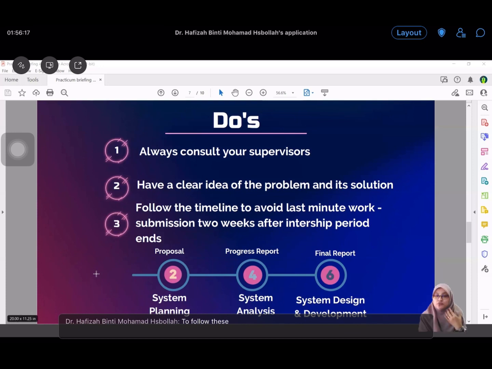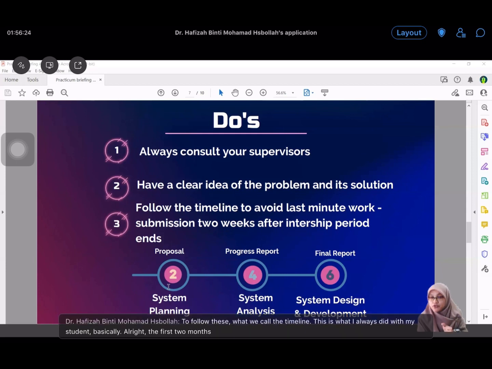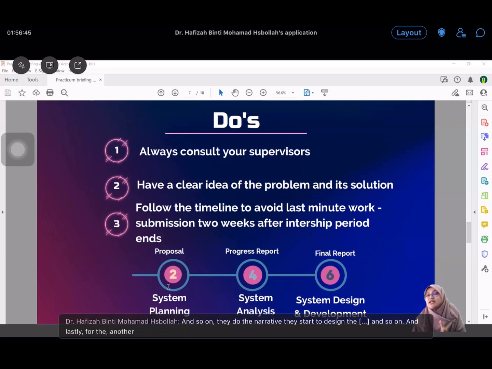This is what I always did with my students basically. The first 2 months, they have to prepare the proposal, and the proposal will become the first part of the report. The next 2 months, they focus on system analysis, where they do all the fact-finding and so on. They do the narrative, they start to design the DFDs and so on. And lastly, for another 2 months, they focus on system design and development.